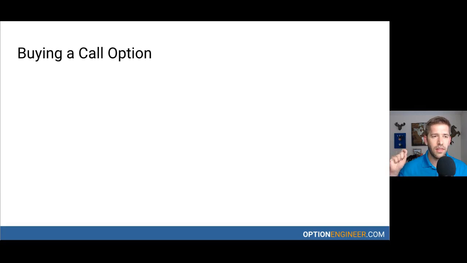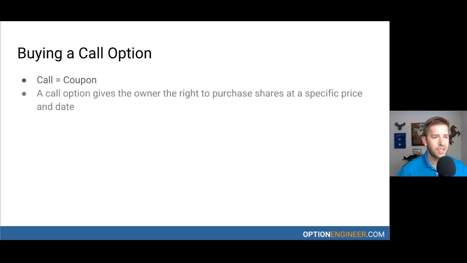Like we talked about before, you either buy or sell an option. There are only two types of options in existence, a call option and a put option. We'll cover the put later, but today we'll talk about buying a call. The easiest way to think about a call, so that everybody can understand it, is to think of a call simply like a coupon. You're purchasing a coupon, right? So let's get into that.